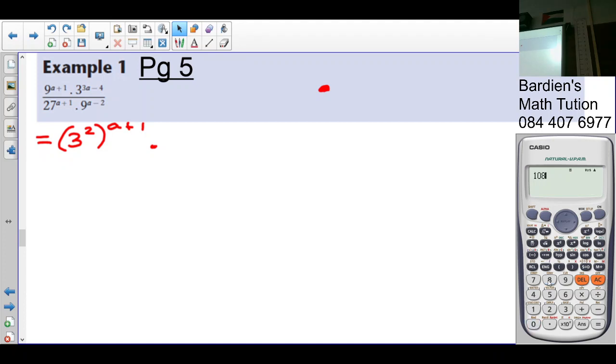108 can be written as what in products of its prime factors? 2 squared times 3 cubed. Not so? 1800 can be written as what? 2 cubed times 3 squared times 5 squared. And so on and so on and so on. You all okay with this?